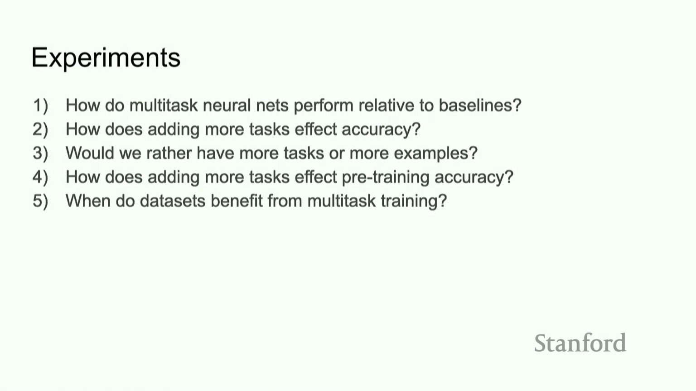They try to understand how their models are working through a number of experiments to answer a bunch of questions. How do multitask neural nets perform relative to baselines? How does adding more tasks affect accuracy on a held-in set of tasks? Would we rather have more tasks or more examples? How does adding more tasks affect pre-training accuracy? And when do data sets benefit from multitask training?